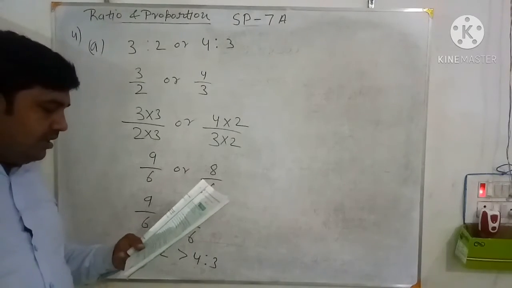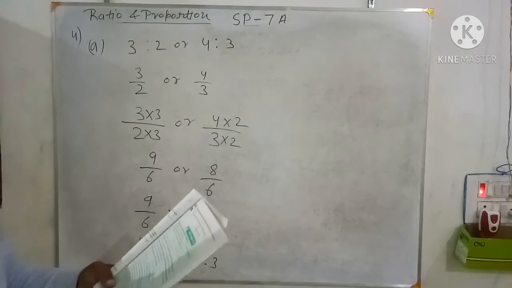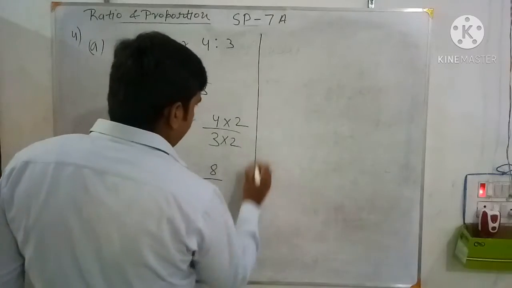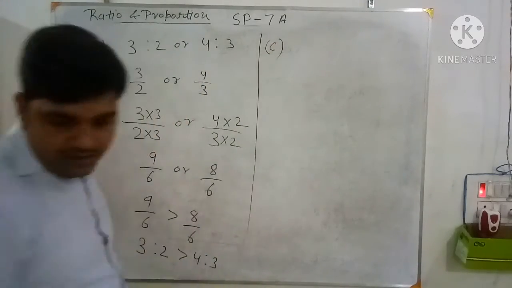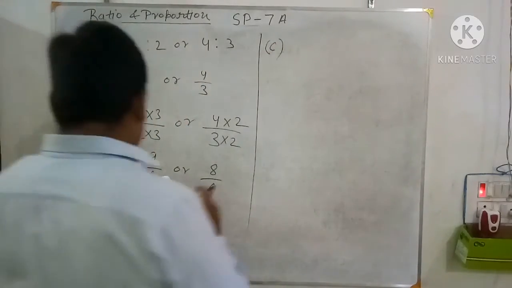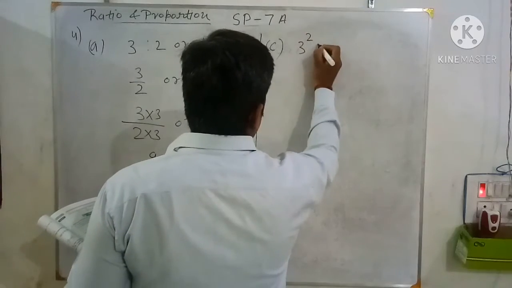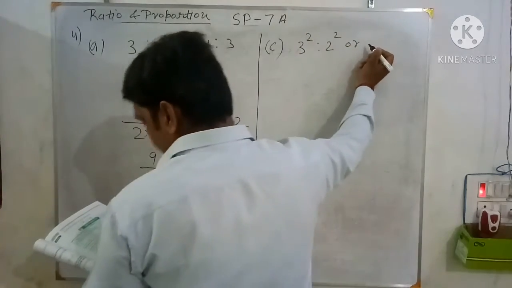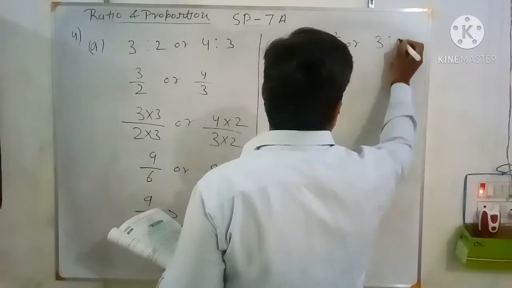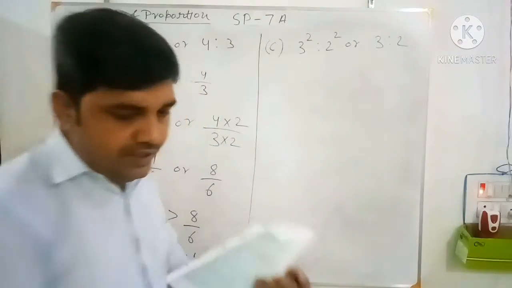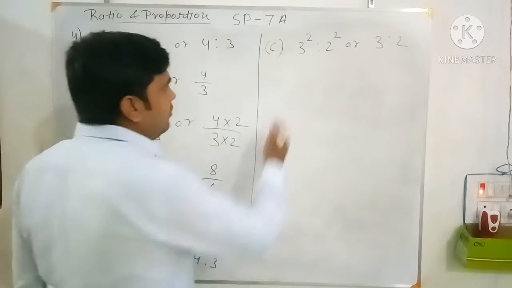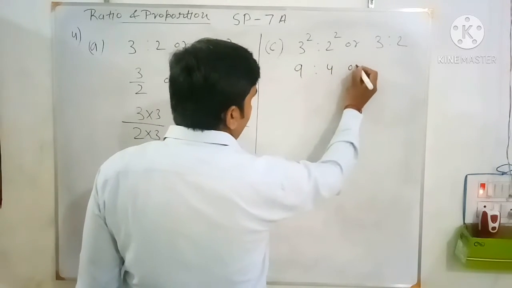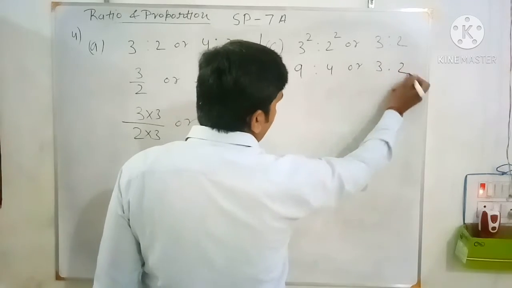Another question I'm going to solve is C. See question number C. Here in this question, 3 square is to 2 square or 3 is to 2. Which ratio is greater, we have to find. In this also, first we calculate the values. 3 square is 9 and 2 square is 4, or 3 is to 2.